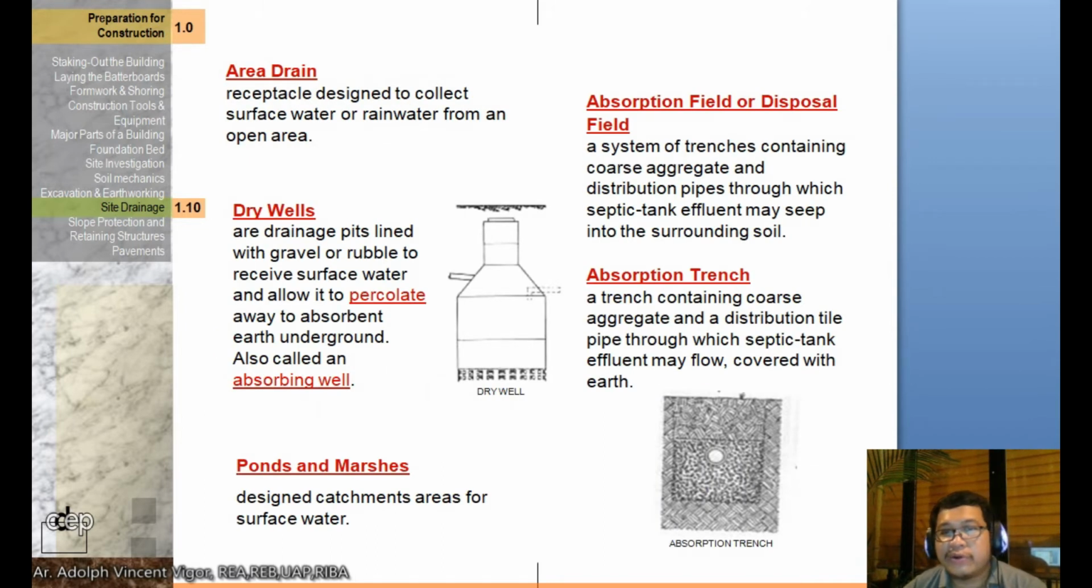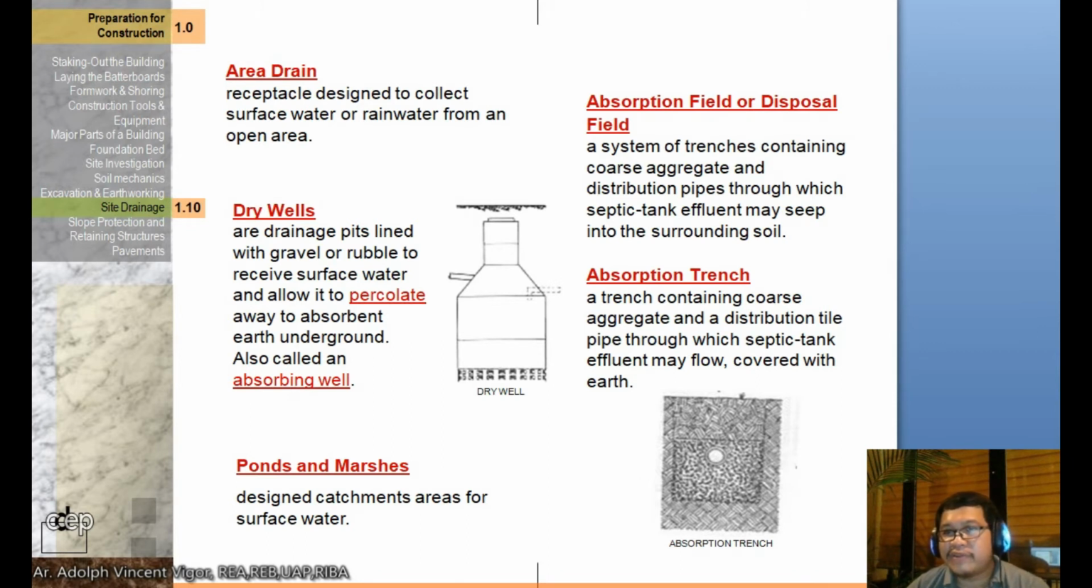Then we have the area drain, which is a receptacle designed to collect surface water or rainwater from an open area. Then you have the dry wells, which are drainage pits lined with gravel or rubble to receive surface water and allow it to percolate away to absorbent earth underground. It's also called an absorbing well. And you have ponds and marshes. They're designed catchment areas for surface water.